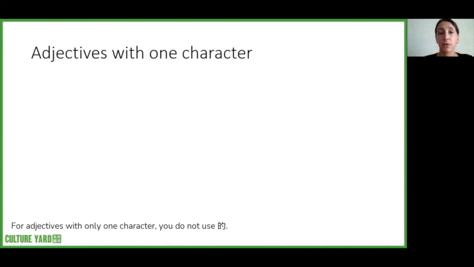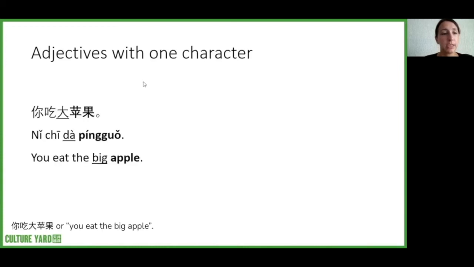For adjectives with only 1 character, you do not use de. Let's look at an example. 你吃大苹果, or you eat the big apple. You can see here that the adjective 大, or big, is immediately followed by the noun 苹果, and you do not have de in this sentence.